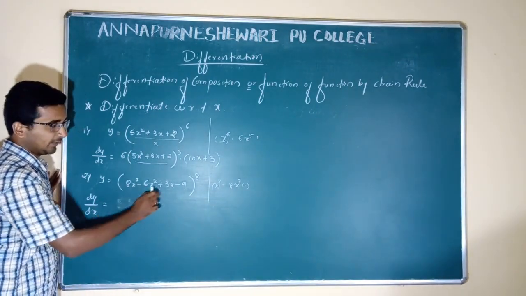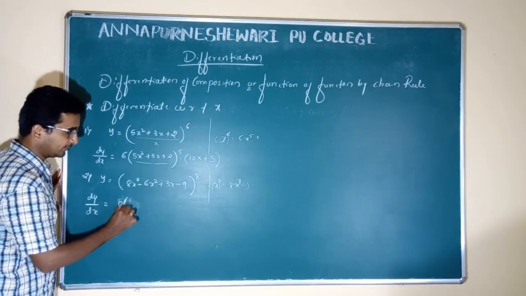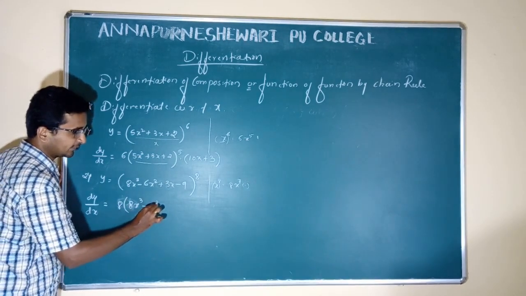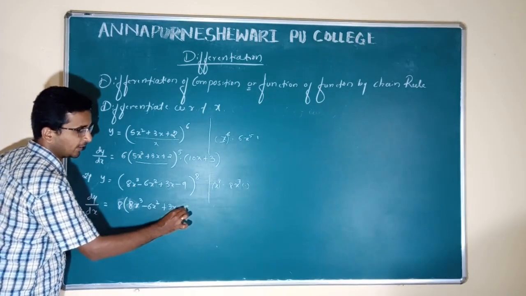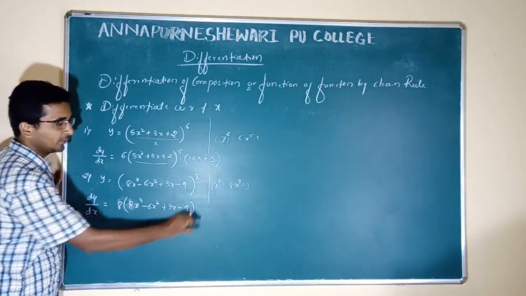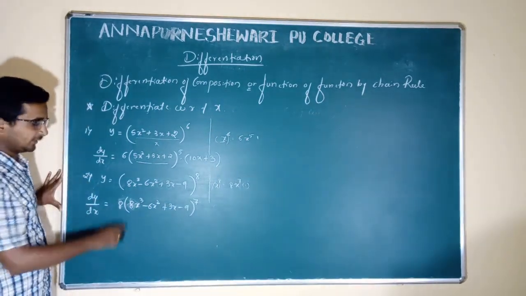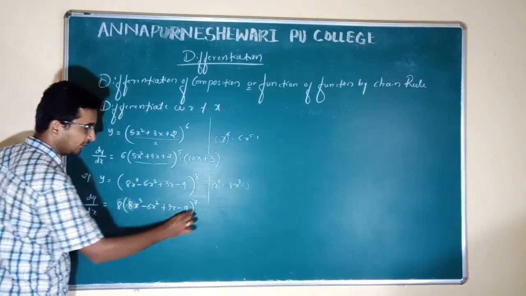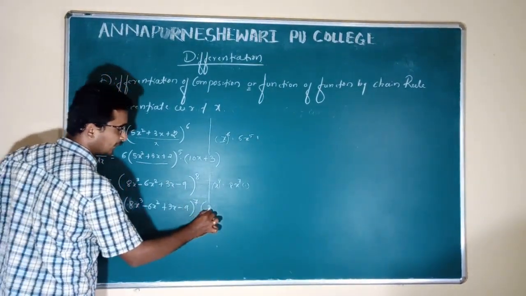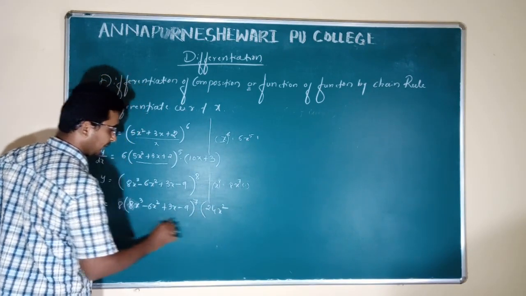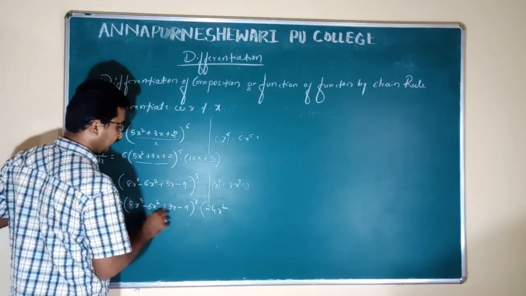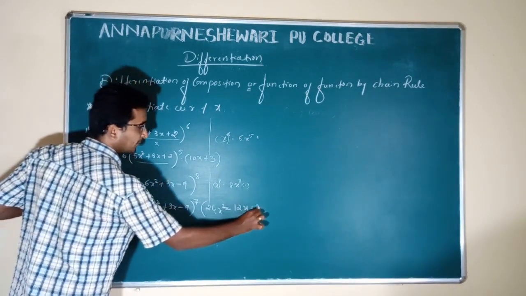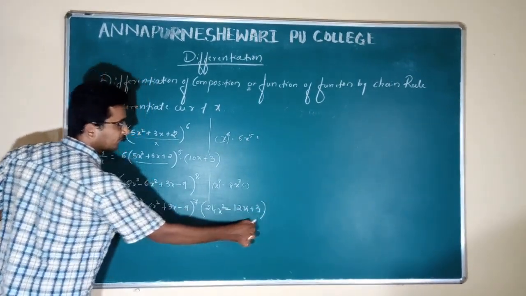Sorry, x raised to 8 is, that is 8 times 8x cube minus 6x square plus 3x minus 9 whole raised to 7. That is 8x raised to 7. The differentiation of this one is 8x cube is 24x square, minus 6x square is minus 12x, plus 3x is plus 3, minus 9 differentiation is 0.